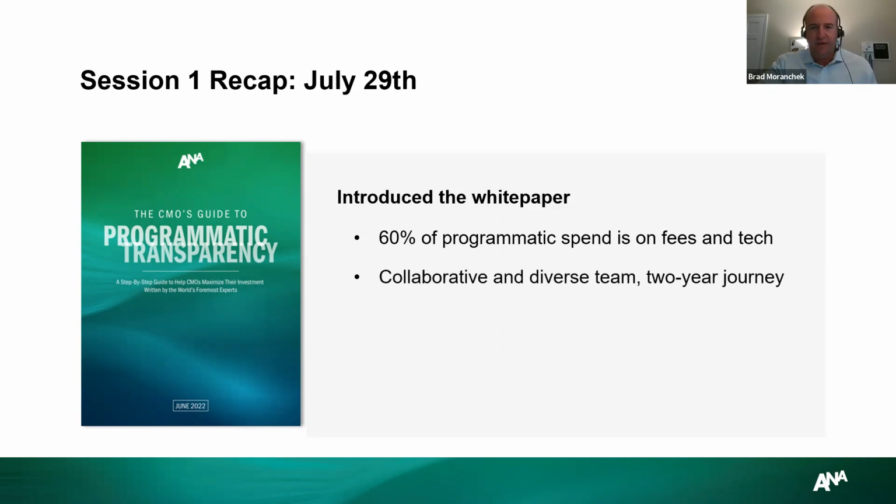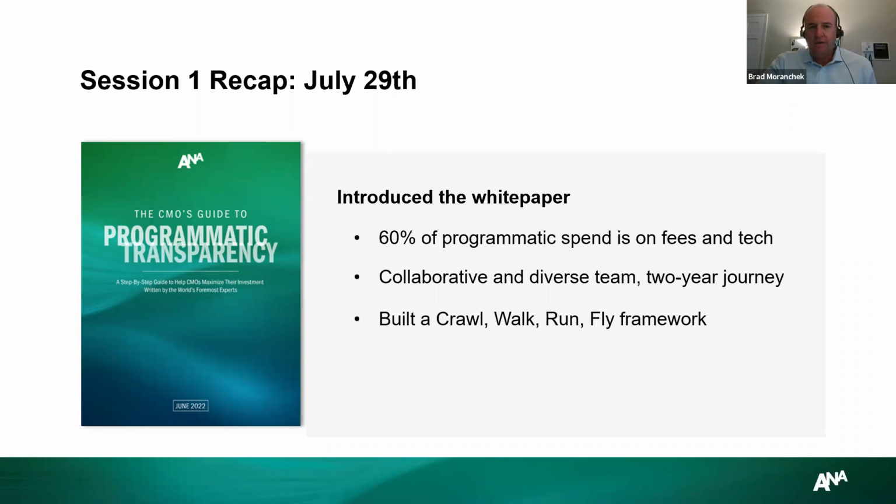In terms of how the white paper came together, as Jenny said, it was a very collaborative and diverse team, and it was a 2-year process. There were experts from client side, agency side, vendor side, consultant help, all types of people that were able to weigh in on the guide as it came together. So we obviously feel really good about the final product, and it certainly has had a lot of folks reviewing it and approving it, and we know that it's going to help add a lot of value to everyone who reads it.